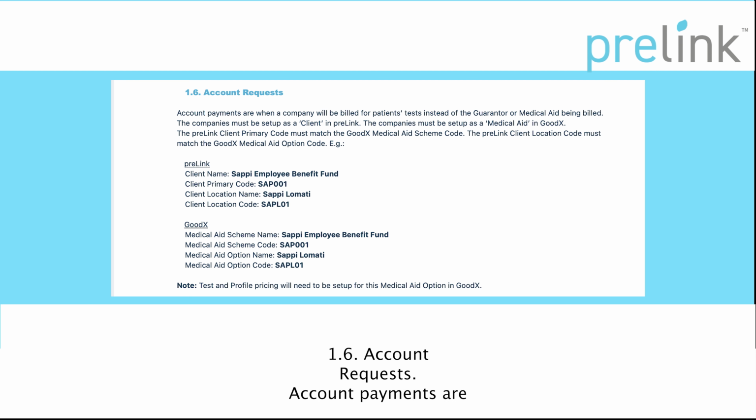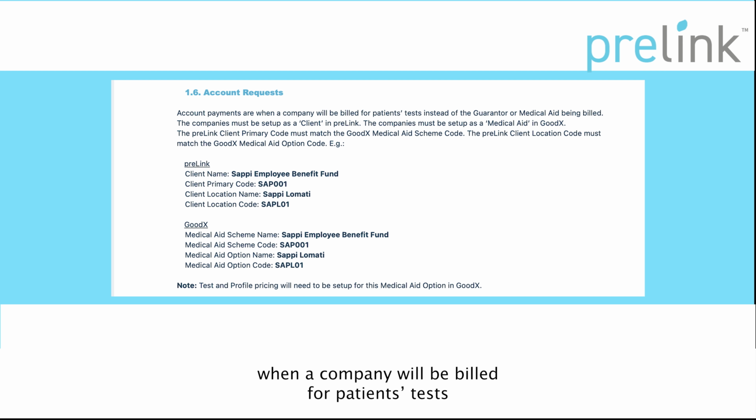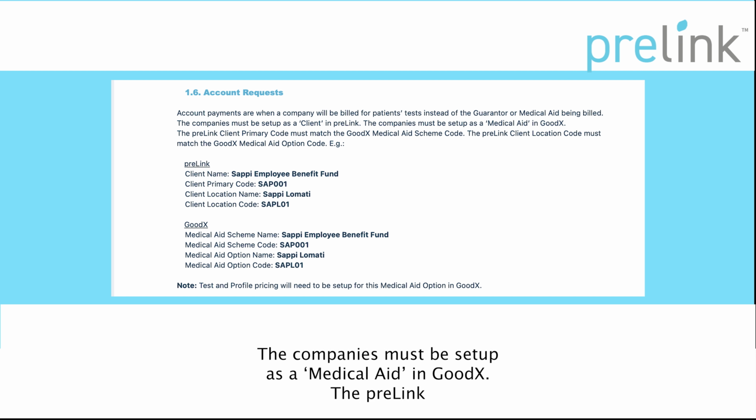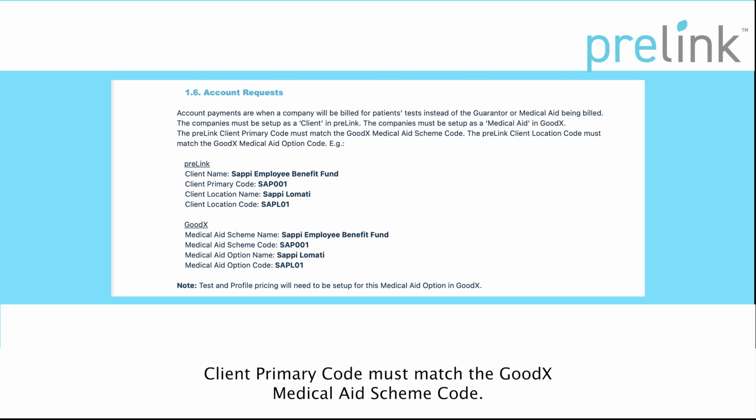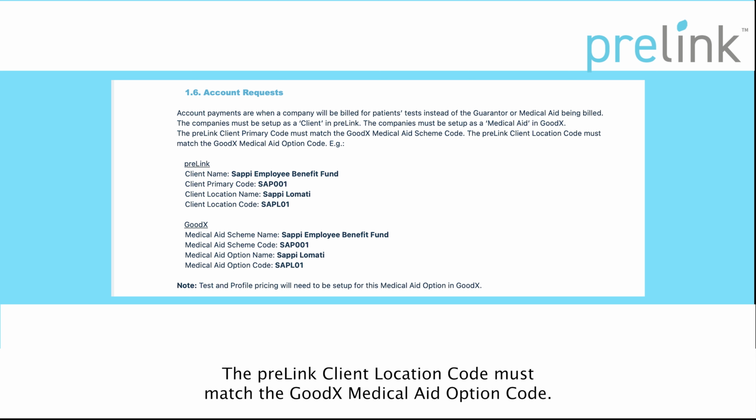1.6 Account requests. Account payments are when a company will be billed for patients' tests instead of the guarantor or medical aid being billed. The companies must be set up as a client in pre-link. The companies must be set up as a medical aid in GoodX. The pre-link client primary code must match the GoodX medical aid scheme code. The pre-link client location code must match the GoodX medical aid option code.